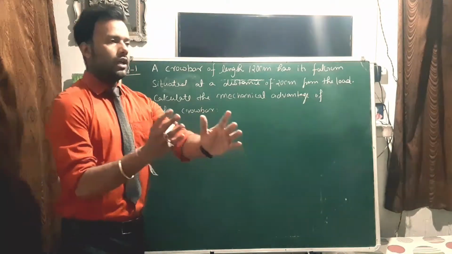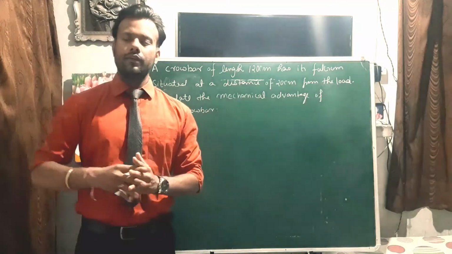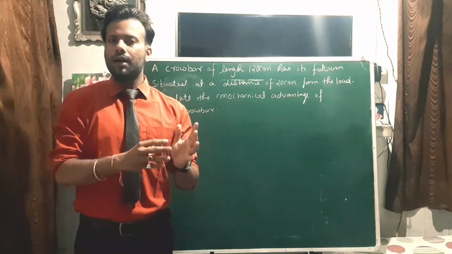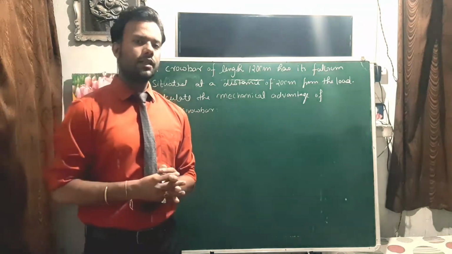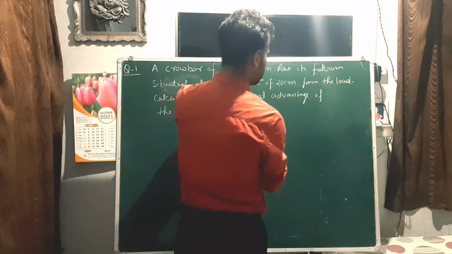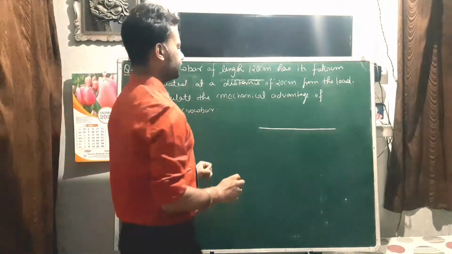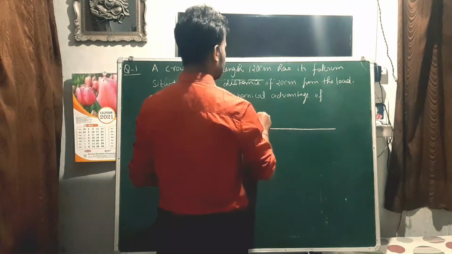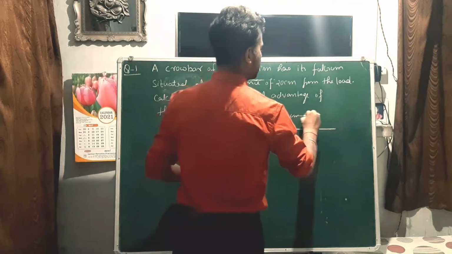Okay, so let's see the questions of these levers. They are very easy if you solve them by making the diagram. So let's make the diagram first. So we have a crowbar of 120 centimeter length. This is complete 120 centimeter.